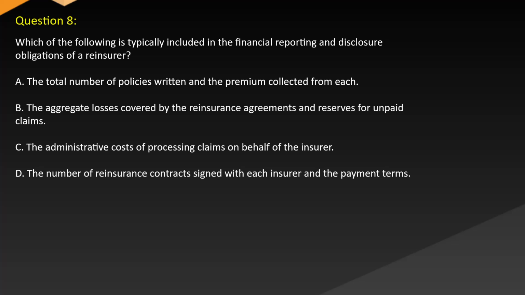A. The total number of policies written and the premium collected from each. B. The aggregate losses covered by the reinsurance agreements and reserves for unpaid claims. C. The administrative costs of processing claims on behalf of the insurer. D. The number of reinsurance contracts signed with each insurer and the payment terms.